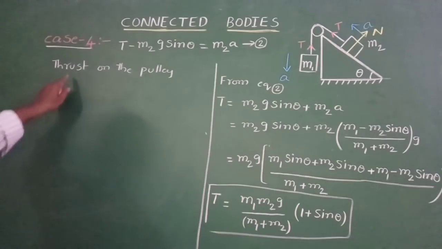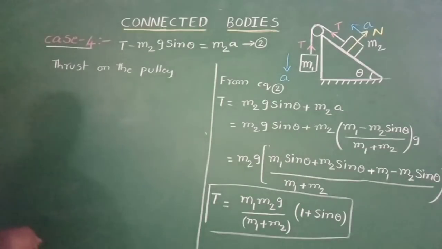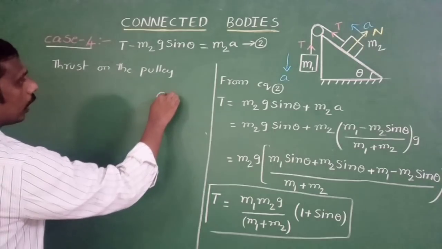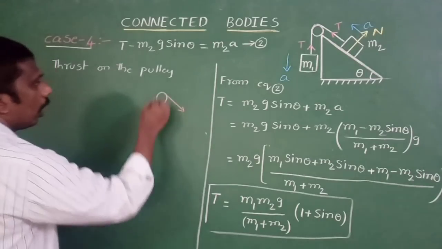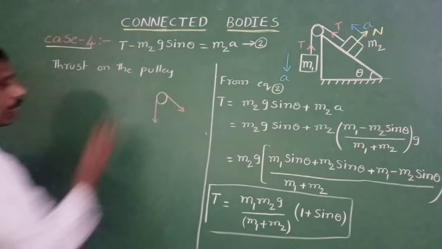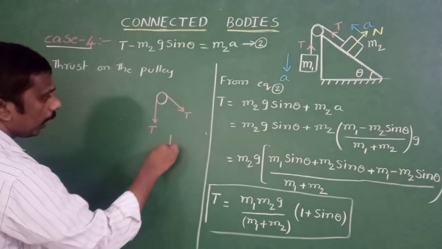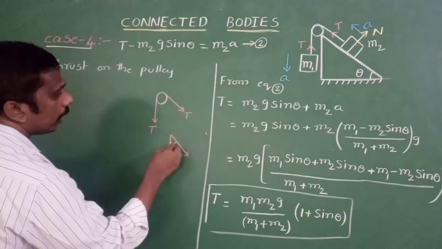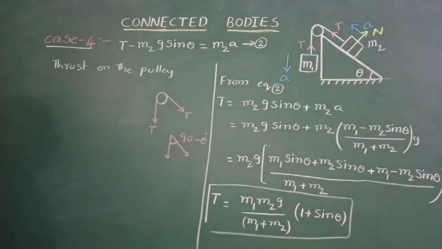Next we calculate the thrust on the pulley. On this pulley two forces are acting, those two are the tensions. One tension is trying to pull down the inclined plane, and another one is trying to pull in this direction. The angle between these two tensions is equal to 90 minus theta. We find the resultant thrust on that.